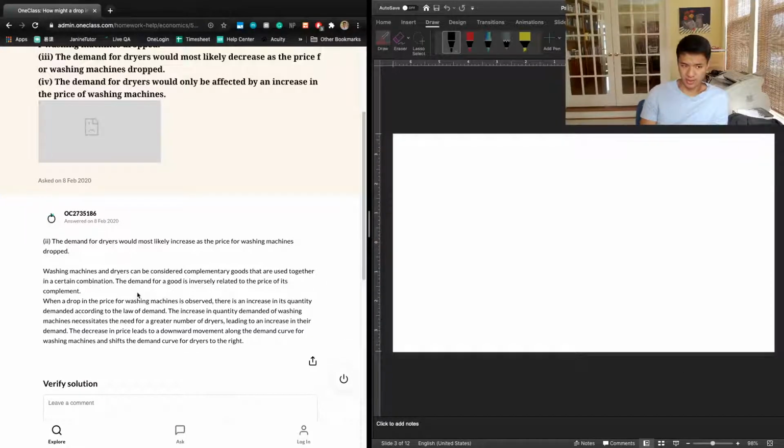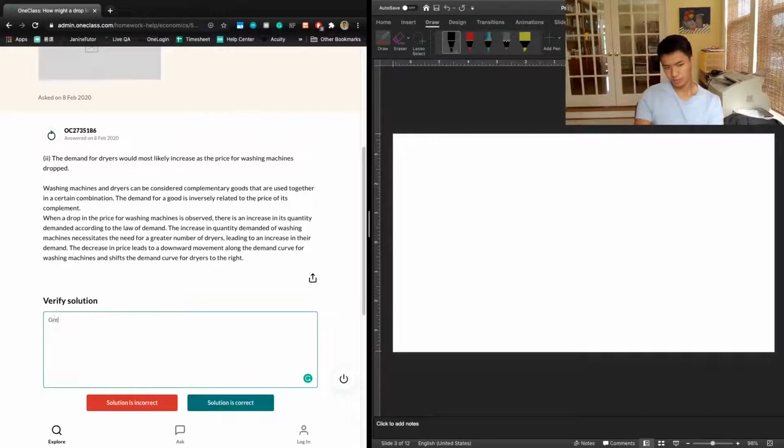Let's take a look at the previous year's answer. The previous year said that the demand for dryers will most likely increase as the price for washing machines dropped. Washing machines and dryers can be considered complementary goods that are used together in a certain combination. Demand for a good is inversely related to the price of its complement. When a drop in the price for washing machines is observed, there's an increase in the quantity demanded according to the law of demand, right? The increase in quantity demanded of washing machines necessitates the need for a greater number of dryers, leading to an increase in their demand. The decrease in price leads to a downward movement along the demand curve for washing machines and shifts the demand curve for dryers to the right. Perfect. Nothing wrong there. We can mark that as correct.